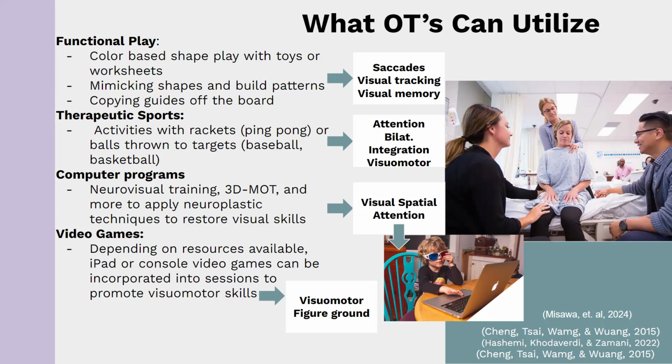Also, with therapeutic sports, promoting activities with rackets like ping pong or balls thrown to targets like baseball and basketball help attention, bilateral integration, and visual motor skills. Also, depending on the resources, using neurovisual training or the 3D MOT with computer programs helps strengthen neuroplastic techniques to restore visual skills that might be lost. Neurovisual training is the picture of the child down here. So he's doing that as a computer program.